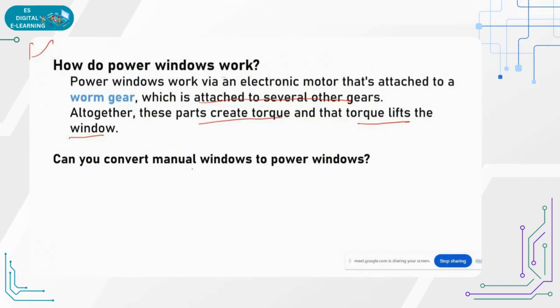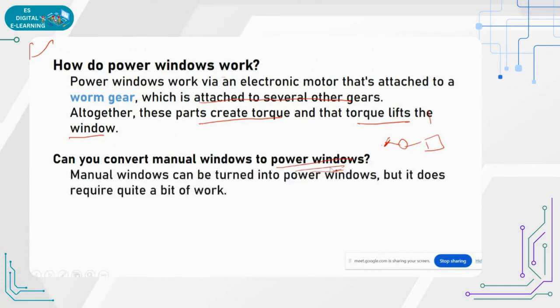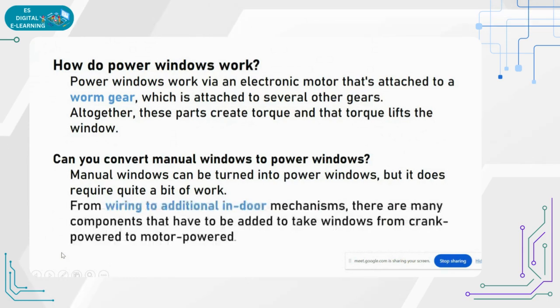How can we convert a manual window to a power window? We are talking about the power window, right? We give the switch, and we make the motor produce the movement, with the help of the worm gears, so it moves. So how do I convert to a power window? Manually, we can turn it into a power window, though it does require a bit of work. So what work do we need? From wiring, there are some other components, like the motors and the gears, so that smooth operation can be performed.